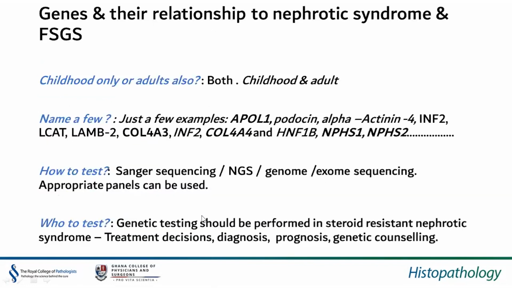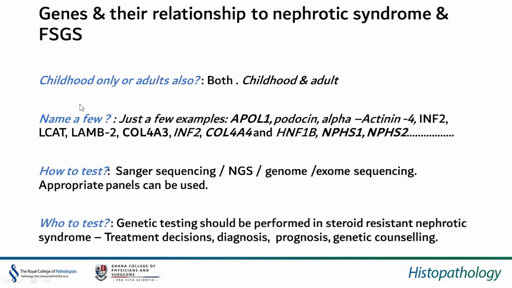Now, coming to the role of genes and their relationship to nephrotic syndrome and FSGS. Is it only that they are involved in childhood nephrotic syndrome? Well, even adults can have abnormal genes. Adult FSGS can also have these genetic abnormalities.